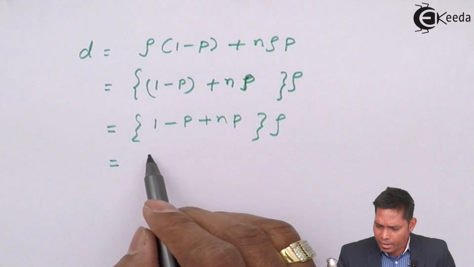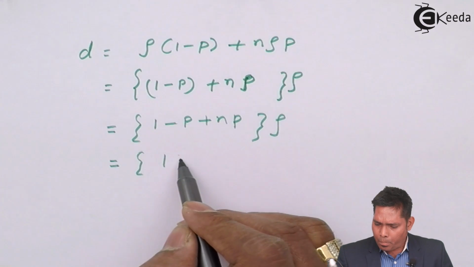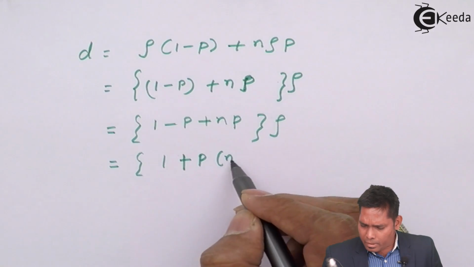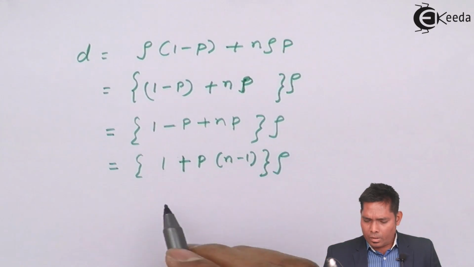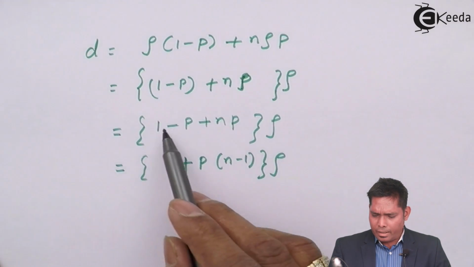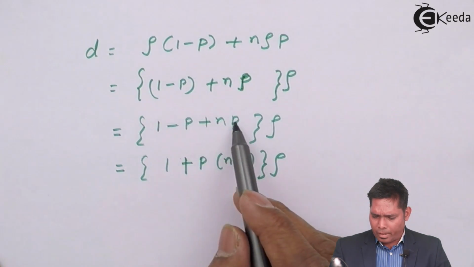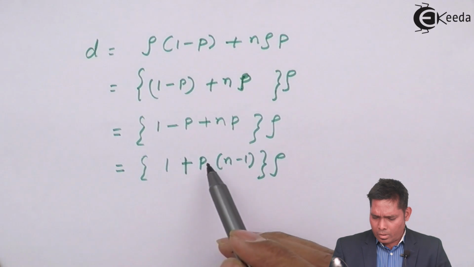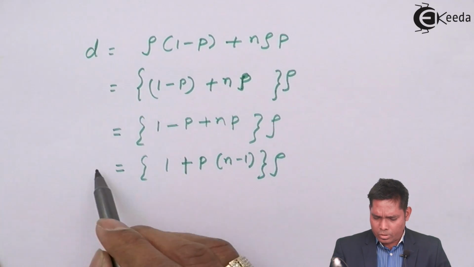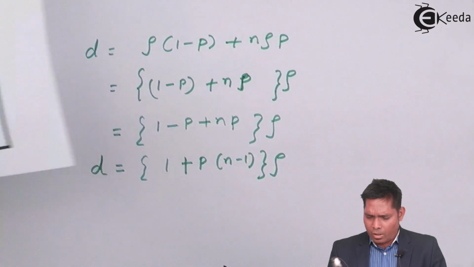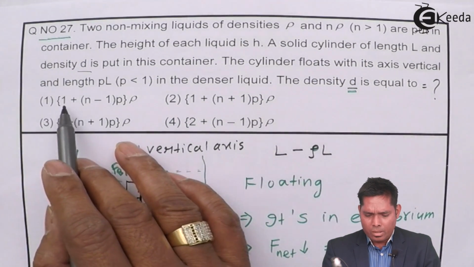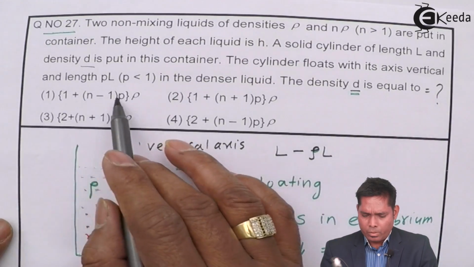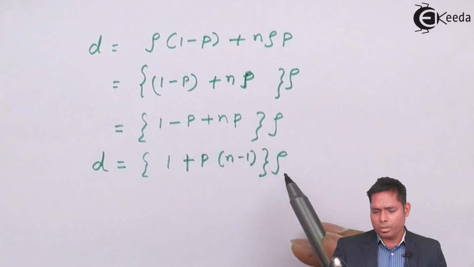From here I can write 1 plus, taking P common from these two terms, N minus 1, so 1 plus (N minus 1) into P. This is the value of D. If I see the options, this is rho times the bracket 1 plus (N minus 1) into P, bracket closed, the density of the liquid.